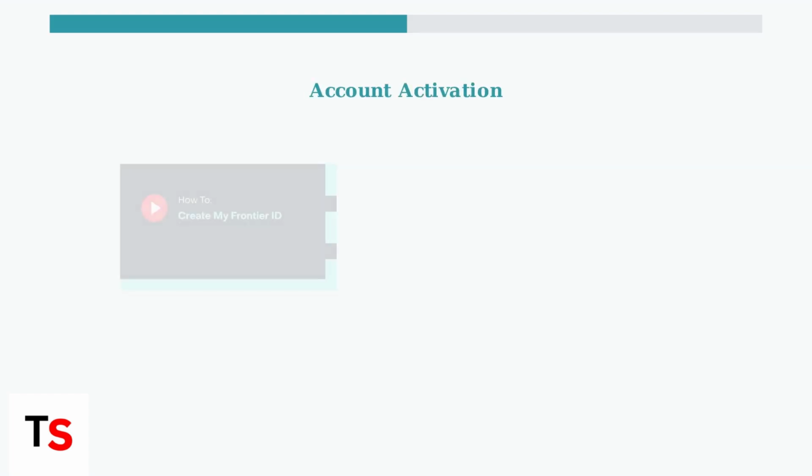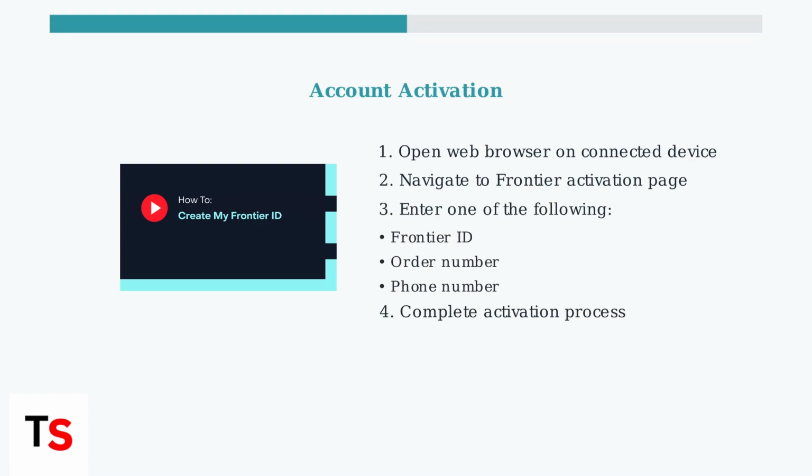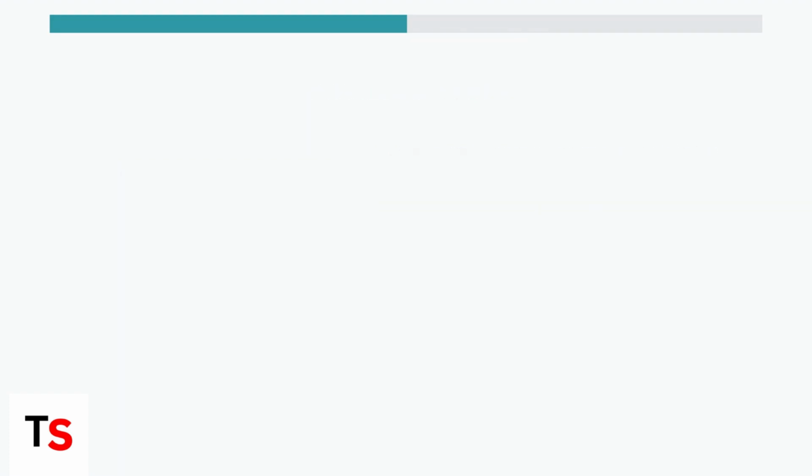Once your equipment is connected and powered on, open a web browser and you'll be automatically redirected to the Frontier activation page. Enter your Frontier ID, order number, or phone number to log in and complete the activation process.